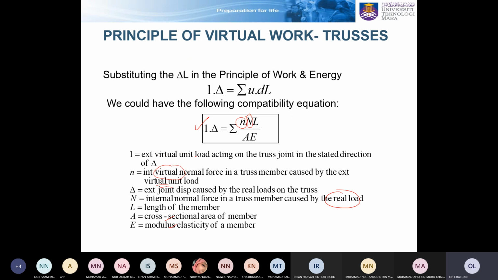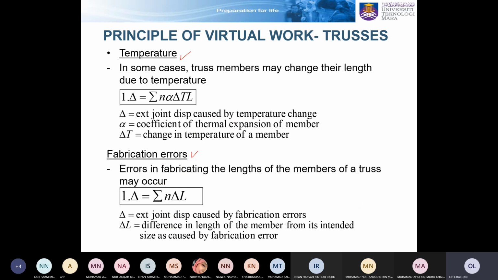So what you will expect here, in addition to the displacement due to the loading just now: first of all, you need to determine the deformation due to the loading in the real structure. But if your truss is subjected to additional conditions like temperature, then you need to add to the deflection from the loading. Look at the inputs here. This N is the axial force from the virtual structure, this alpha is the coefficient of thermal expansion, and this delta T is the change in temperature.